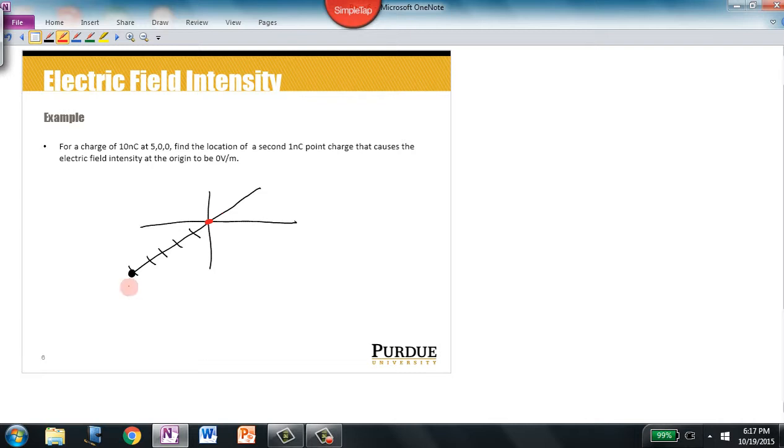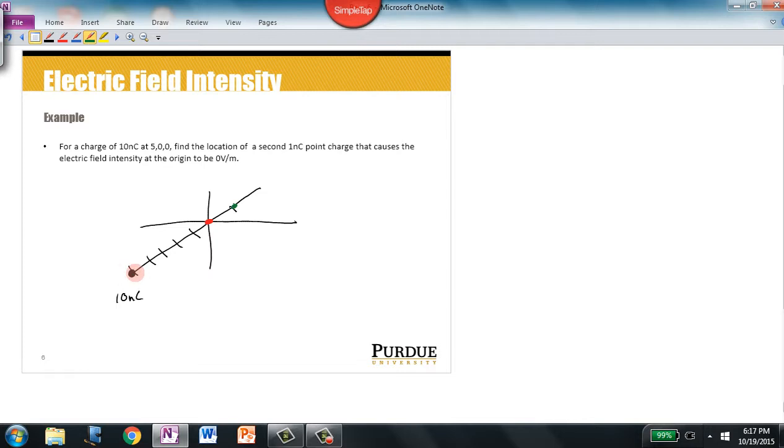And this guy here is a 10 nanocoulomb charge, and what we have is a 1 nanocoulomb charge that we have to place someplace around here. And I think it makes intuitive sense that to cancel the effects of this charge at the origin, we're going to place a charge someplace along the negative x-axis.